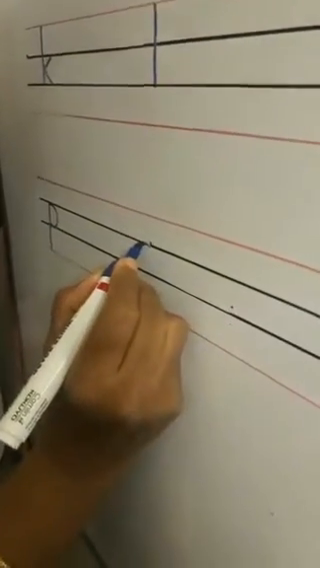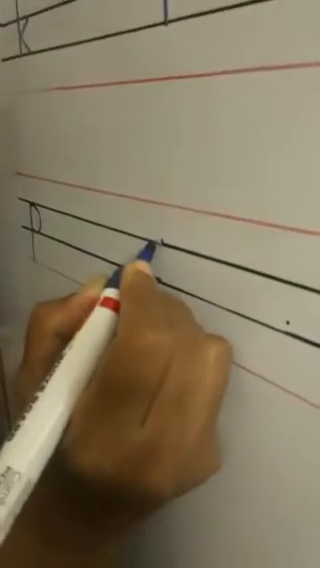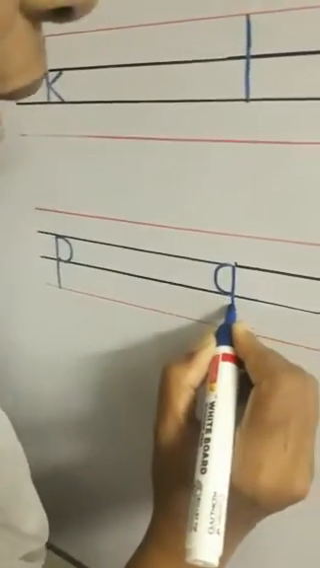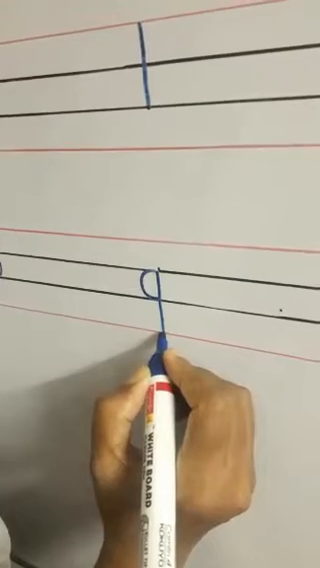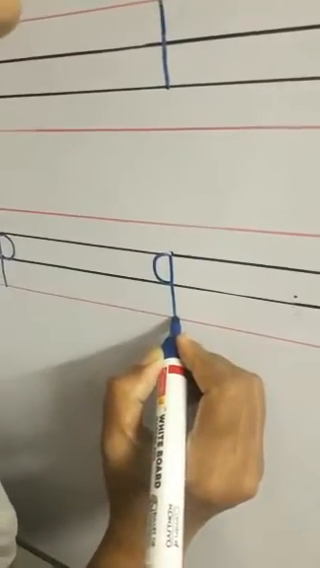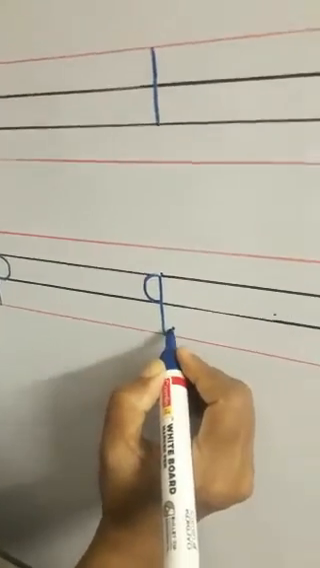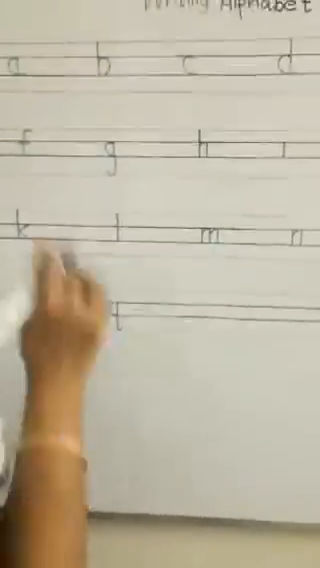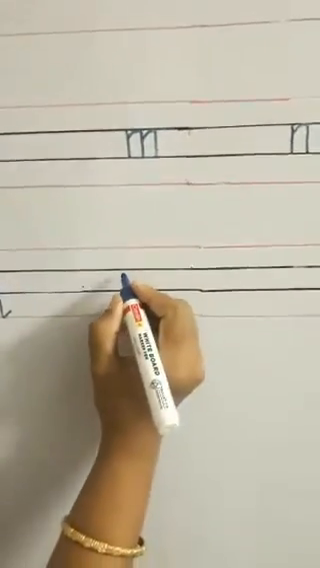Make a small curve from the middle and go again to the middle line and draw a standing line till the last line with a small slanting line. Okay, this is Q. Q after R. Yes.